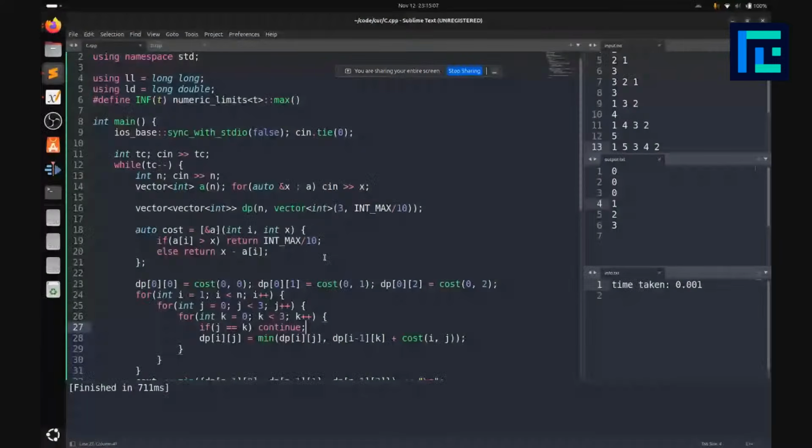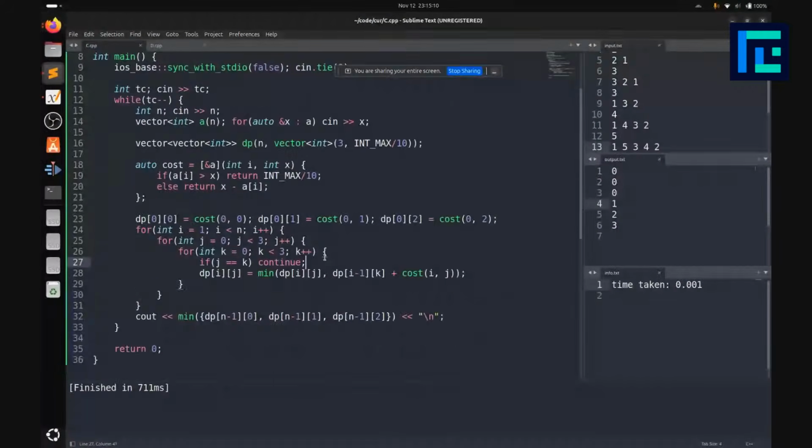Okay. So let's have a look at the code for this. So we have an array A. We are taking input of that. We have a DP of n cross 3, right? N cross 3. We are filling it with infinity, right? So int max by 10. So this is my infinity. Why am I filling by infinity? Because initially I'm considering the case as impossible unless it's possible, right?